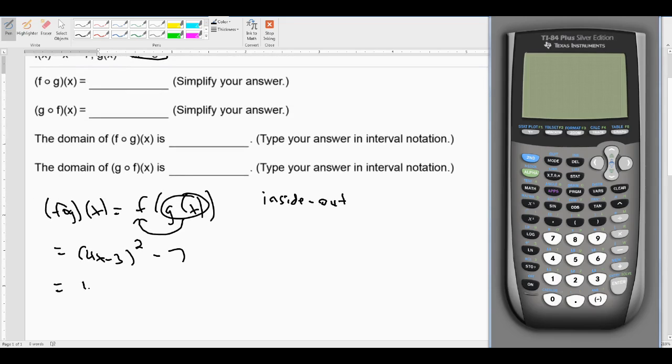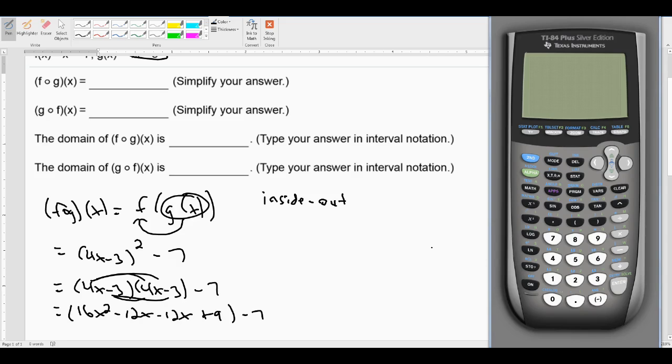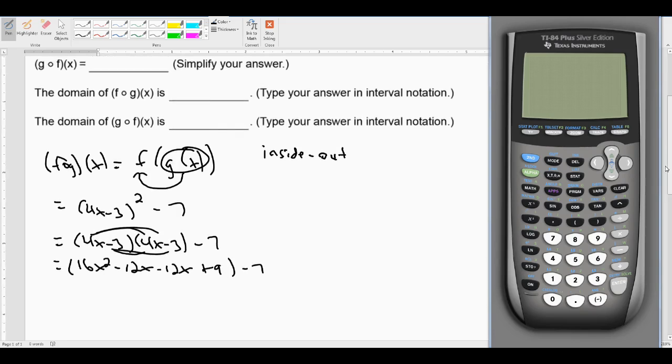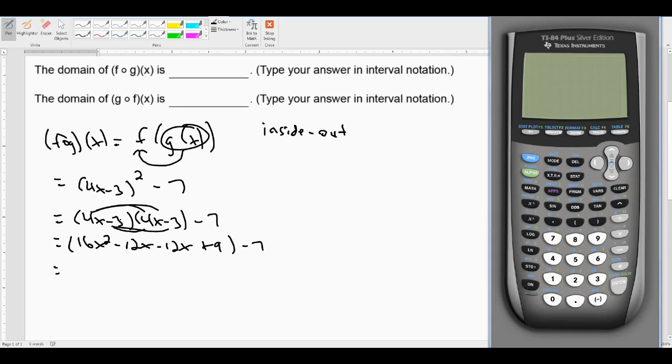So 4x minus 3, I'm going to do it the long way. 4x minus 3 squared is 4x minus 3 times 4x minus 3. Don't forget to bring down that minus 7. We're going to FOIL this out. So you're going to get 16x squared minus 12x minus 12x again, and then that's a positive 9. And don't forget to bring down your minus 7. I'm going to put parentheses around that so you know what we did. Parentheses don't mean anything. I'm just showing you that 4x minus 3 times 4x minus 3 is this.